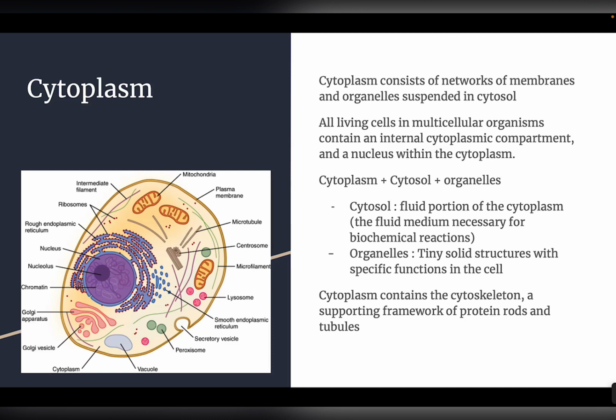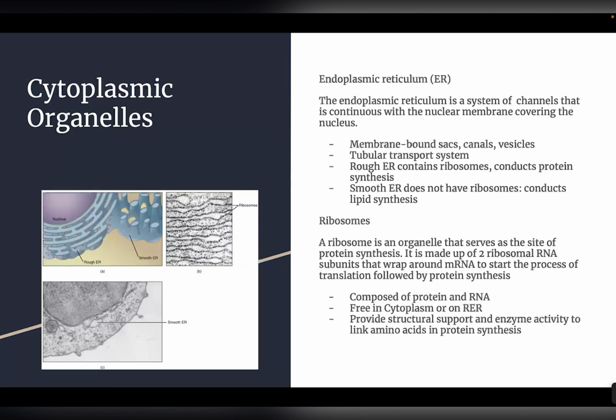Organelles are tiny solid structures with specific functions in the cell. We have cytoplasmic organelles, which are all within the cytoplasm. To start it off, we have the endoplasmic reticulum, also abbreviated as ER. A quick fact, there is smooth ER and rough ER.